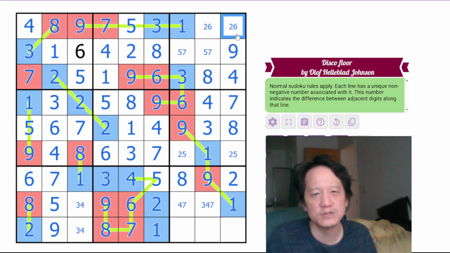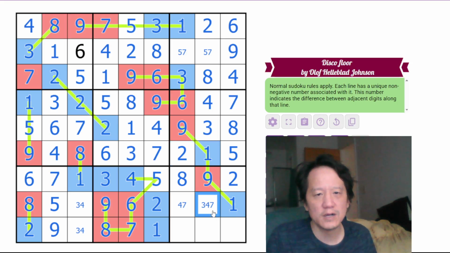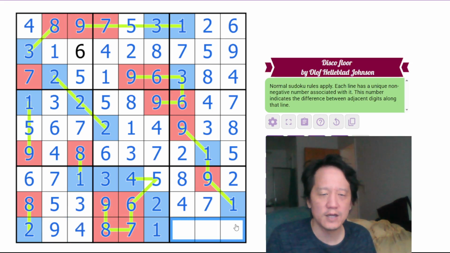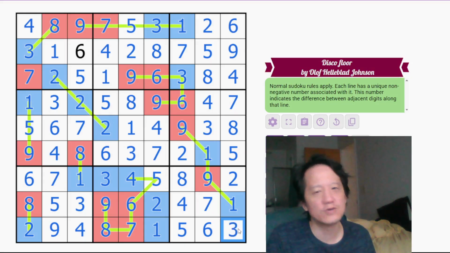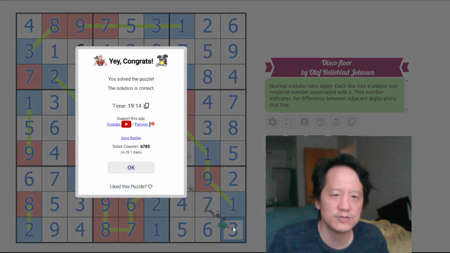2 eliminates 2 here, so it's 6 and 2. It also eliminates 2 here, so it's 5 and 2. This can't be 3 or 4 anymore, so it's 7, which eliminates 7 here, so it's 5 and 7. 7 also eliminates 7 here, so it's 4, which makes this 3, which makes this 4. And the rest of these digits are 5, 6, and 3 in the corner, which we celebrate because we solved the puzzle.